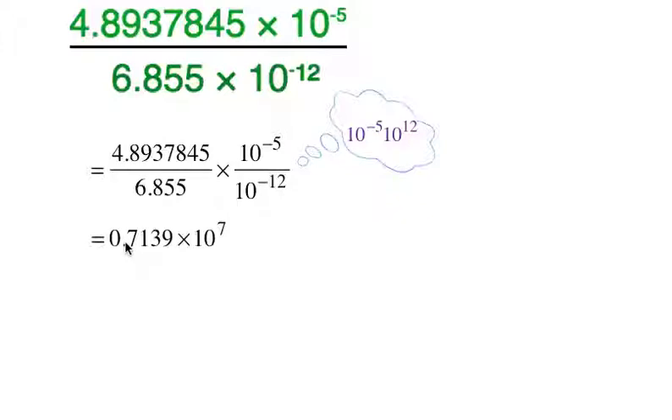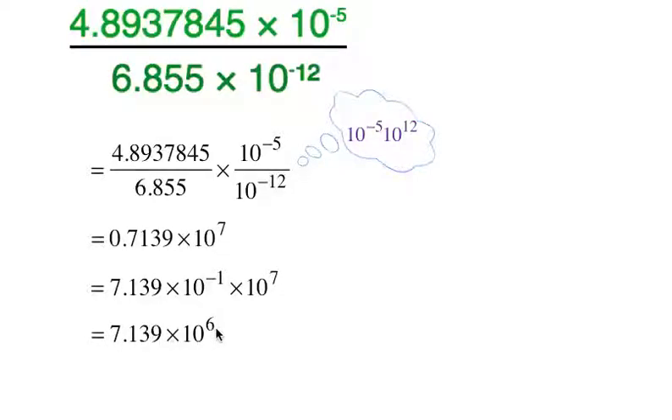All right, now I need to get the decimal point after the 7. We can't have zero as the first digit, so we're going to move it one step to the right. We're taking this small number and making it bigger, so we have to multiply it by a negative exponent. We're going to multiply it by 10 to the negative 1. Or you could just think of adding negative 1 to the 7 and getting 6. Either way, we're going to get 7.139 times 10 to the power of 6.